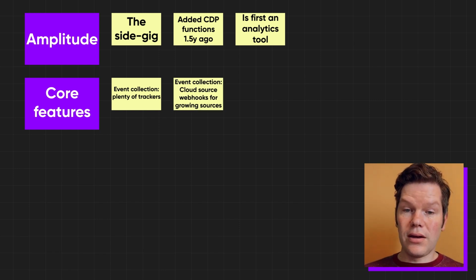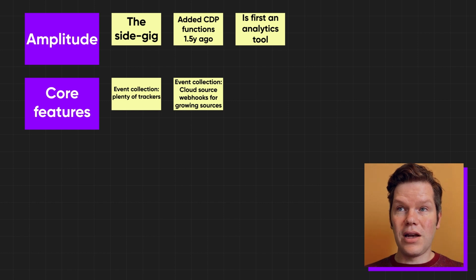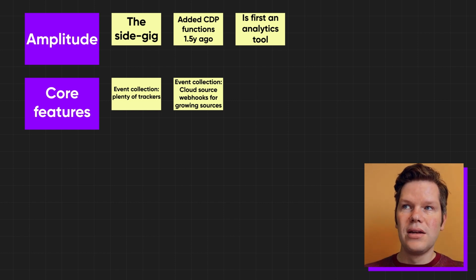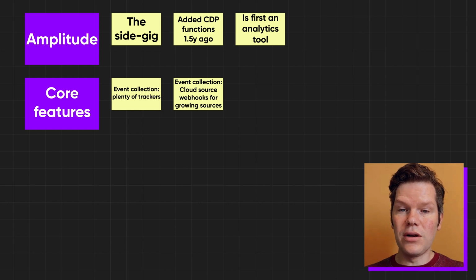If you want to collect data from different tools via webhooks, Amplitude has this as well. I wouldn't say they come close to the kinds of sources that Segment has, but they're growing. They're really adding new stuff, and you already have plenty of the usual marketing platforms that you can hook in and get into Amplitude automatically.